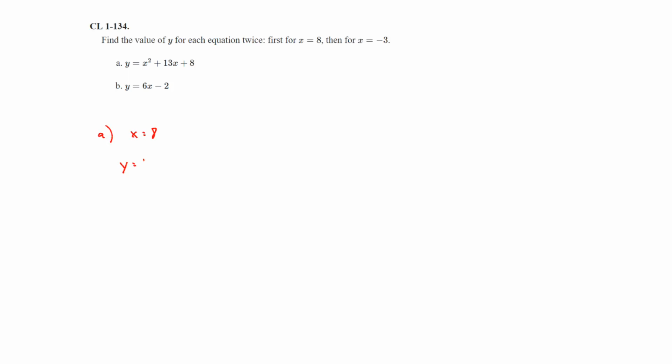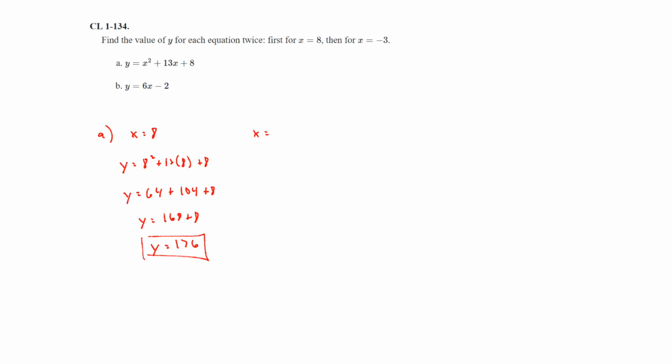So y is equal to 8 squared plus 13 times 8 plus 8. So this would be 64 plus, what would that be, 80 and 24, so 104 plus 8. That would be 168 plus 8, which is 176. So that's if x is equal to 8.